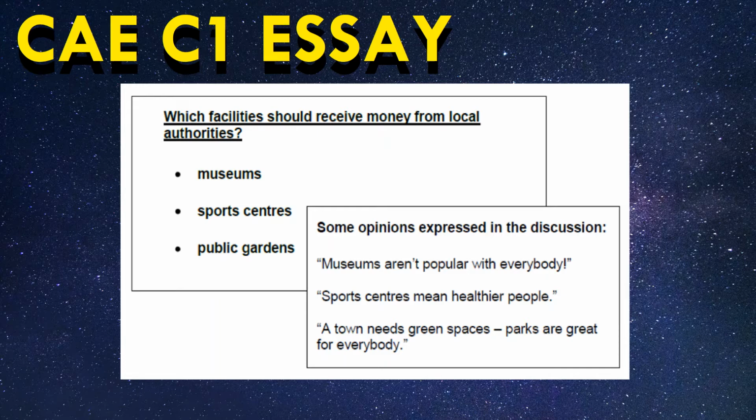And here are the notes that you supposedly made during this panel discussion. We've got one box that says which facilities should receive money from local authorities, and they've given us three answers essentially: museums, sports centers, and public gardens. And for some reason, you have also included notes about some of the opinions that were expressed during the discussion. And they were that museums aren't popular with everybody, sports centers mean healthier people, and a town needs green spaces. Parks are great for everybody.